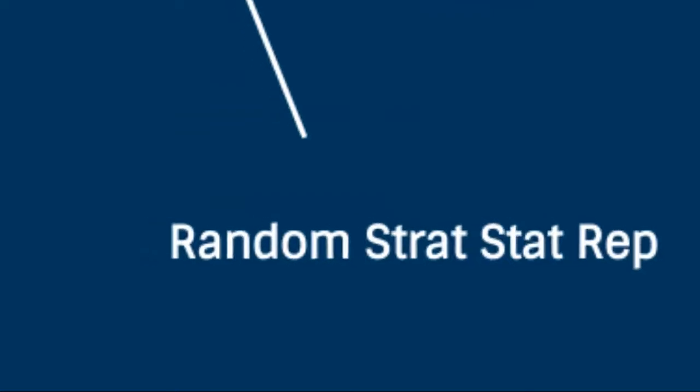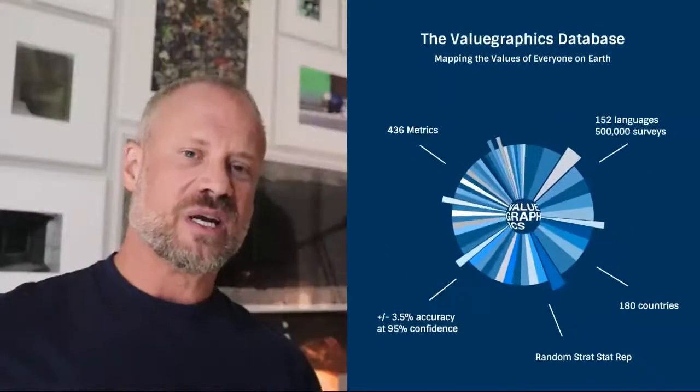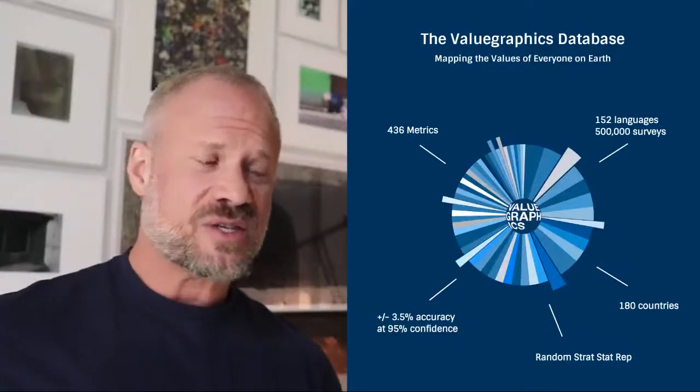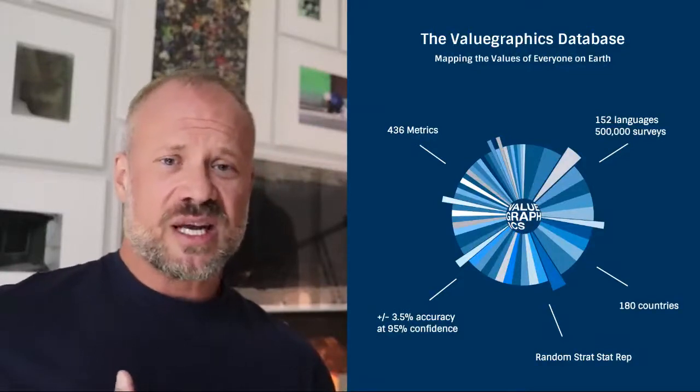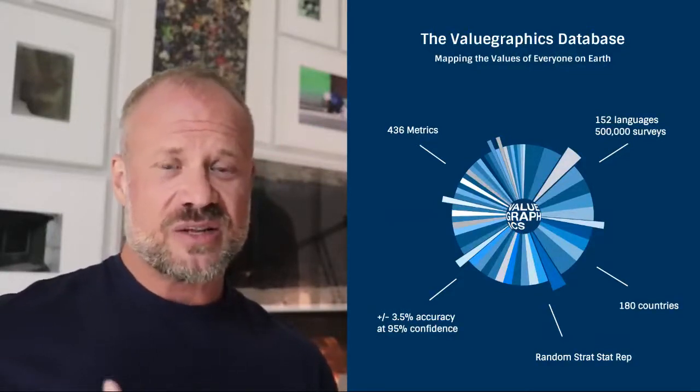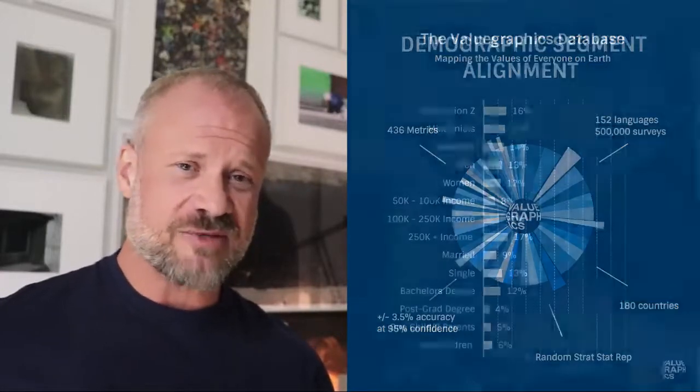And the reason that matters is because it tells us that the accuracy of anything that we pull out of this data set is plus or minus 3.5%, with a 95% level of confidence, and that means it's more accurate than you need for a PhD from Harvard. This is why the United Nations, the Environmental Defense Fund, all kinds of Fortune 500 companies are using this data as a way to understand their target audiences and motivate them, engage with them, and influence their behavior.